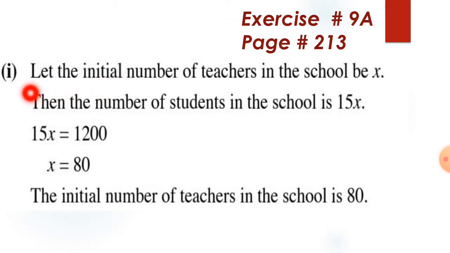Number 1, we are going to find first. Let the initial number of teachers in the school be x. Then the number of students in the school is 15x. So we are going to write the equation like 15x is equal to 1200. What is the meaning of these 1200? That is the total students in the school. Now we are going to find the value of x.